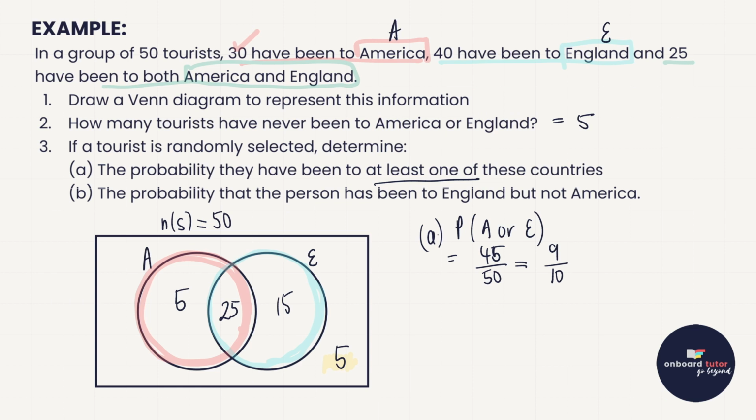Okay. And then what is the probability that a person has been to England but not to America? So B, probability England but not America. All right, so America is out. Anyone who's been to America, I'm not going to include them. And those 5 people haven't been to England either, so they don't suit my criteria. So I've got 15 people who do suit the criteria out of 50. Again, each of these can be divided by 5. So 5 goes into 15 3 times, 5 goes into 50 10 times. So there we have it.